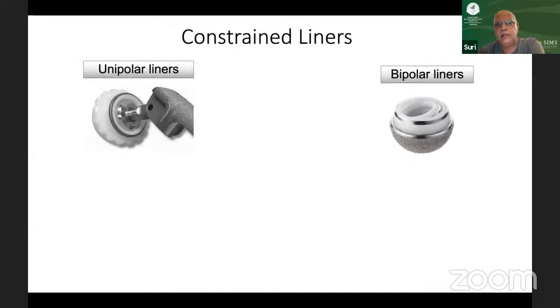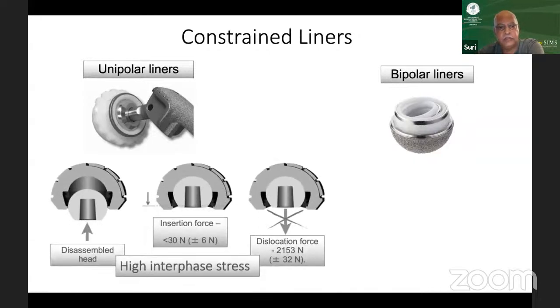Various types of constraint liners have been available, unipolar liners, bipolar liners, and many other possibilities. The designs varied with a cutout inferiorly to avoid impingement and many other design options. But the simple fact is the amount of stress it puts on the interface. When you want to assemble a constraint liner onto a disassembled head, the force required is less than 30 newtons. But for a dislocated one, you need 2000 newtons. That is the amount of constraint you have inside.